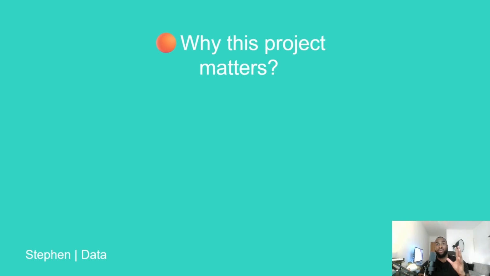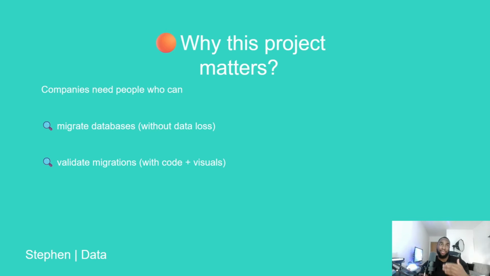Because if you're comfortable with industry problems like this, then you'll have less imposter syndrome when you come across these projects in the industry. Companies need people who can migrate databases without data loss, validate migrations with code and visuals, and build production-grade data pipelines. So all of these skills are essential, especially in the world we're moving into now. We're going to need more people who are skilled with this comfortably.